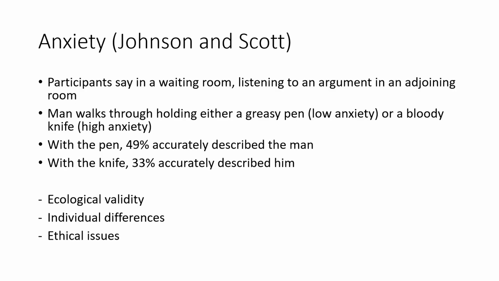Looking more at anxiety, Johnson and Scott created a study where participants were sat in a waiting room, listening to an argument in an adjoining room. One of the men leaves the room either holding a greasy pen, which is the low anxiety condition, or a bloody knife, which was the high anxiety condition. With the pen, there were 49% accurate descriptions of the man walking through. However, with the knife, only 33% accurately described him, which raises issues of ecological validity, like would this actually happen in everyday life?